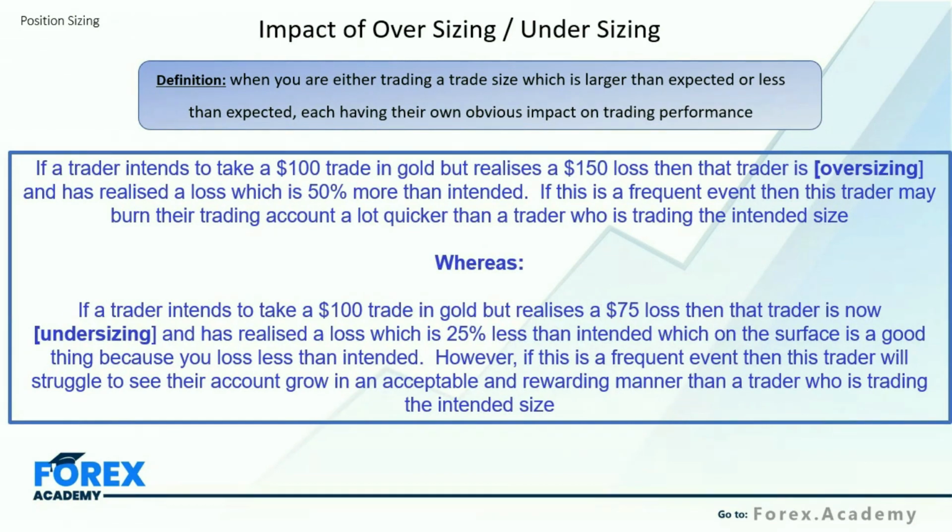So let me talk you through the differences between the two. So if a trader intends to take a $100 trade in gold, but actually realizes once the trade is executed that they've actually realized a $150 loss, then that trader is effectively oversizing.